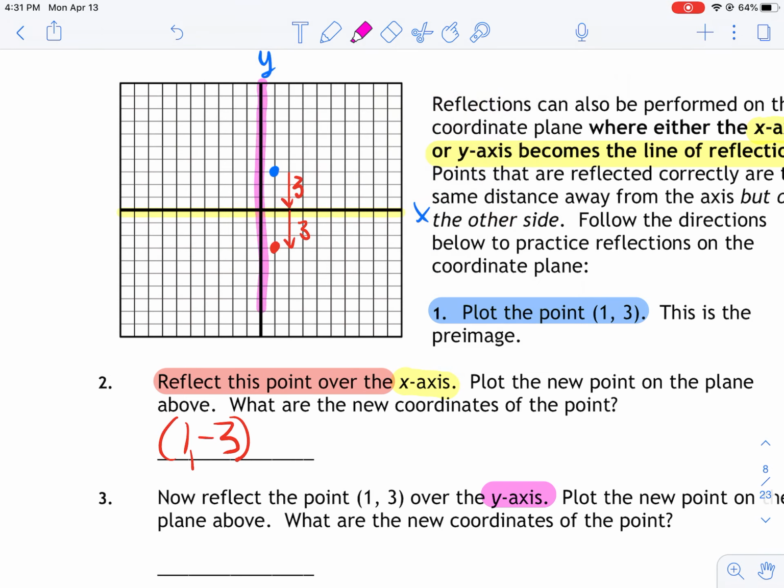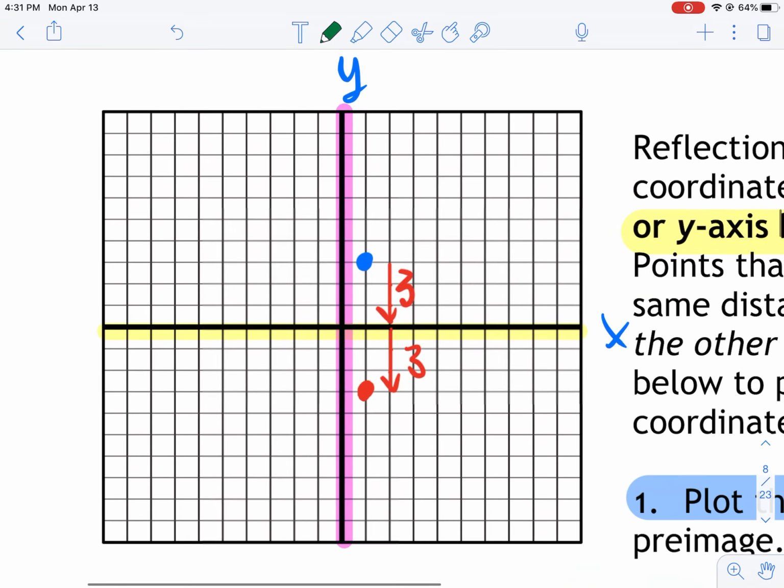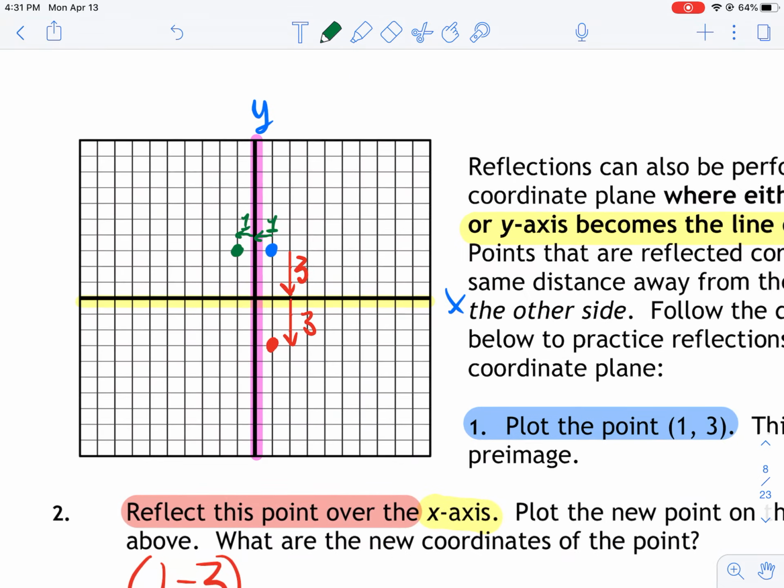Okay, so I'm going to mark the y-axis. There we go. And get ready to do the reflection on the other side. So if you notice here, we're going to see how many units it is away from the y-axis, and it's 1 on the right side. So in order to reflect it, I got to move it 1 on the other side. So then it's going to be right there. Okay, and I just did a reflection over the y-axis.